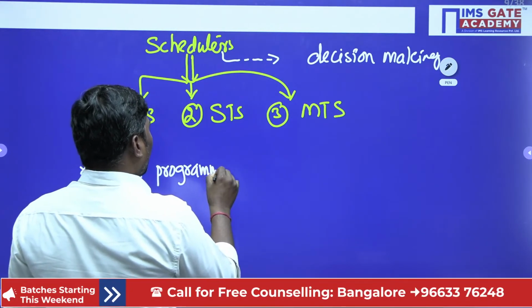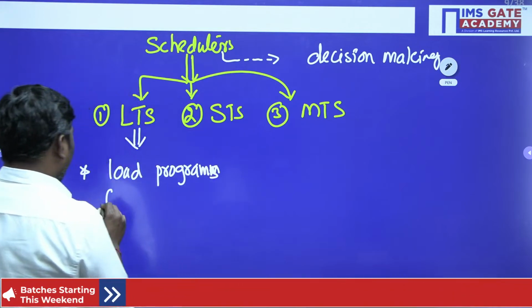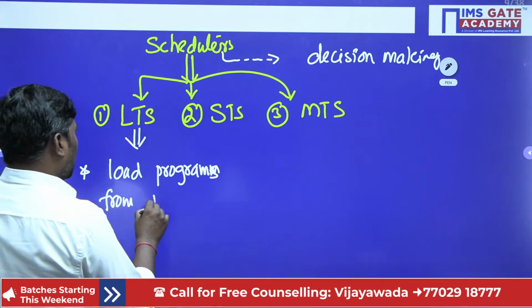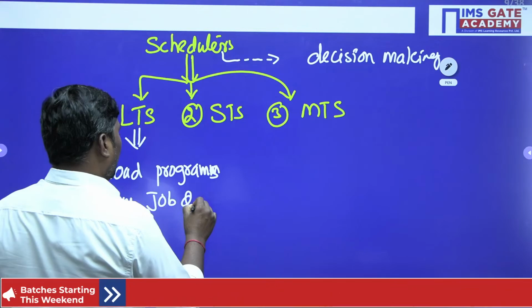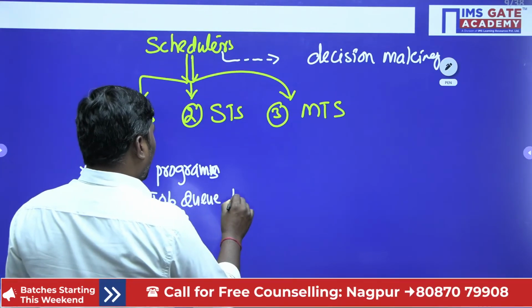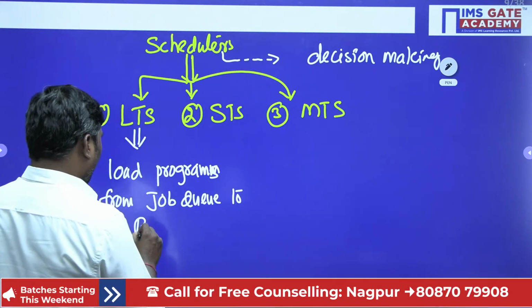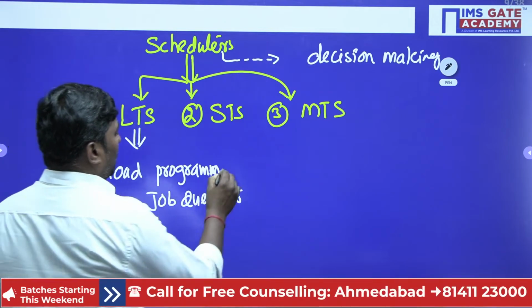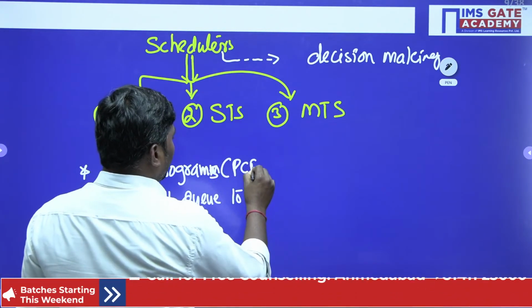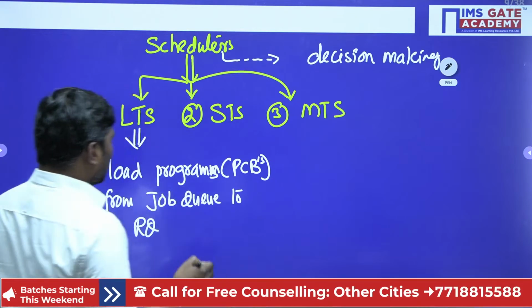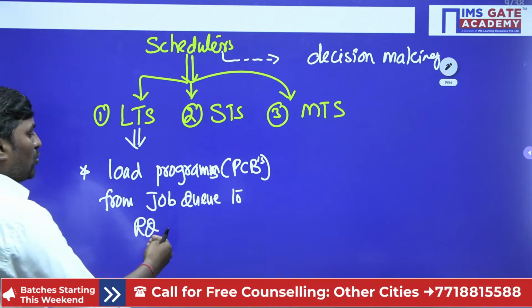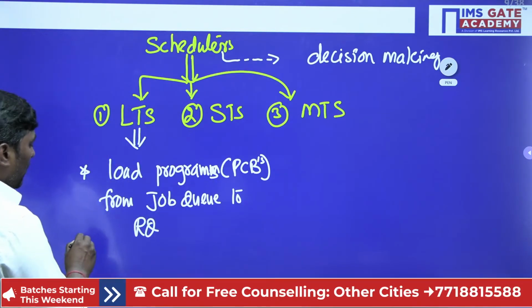Okay. Load programs from job queue to ready queue. Load of programs is nothing but PCBs. Please understand, here only PCBs we are loading. PCBs of processes go from job queue to ready queue. This is done by the long term scheduler.